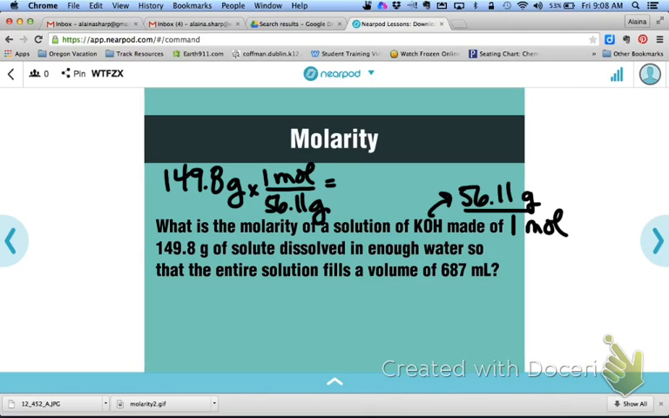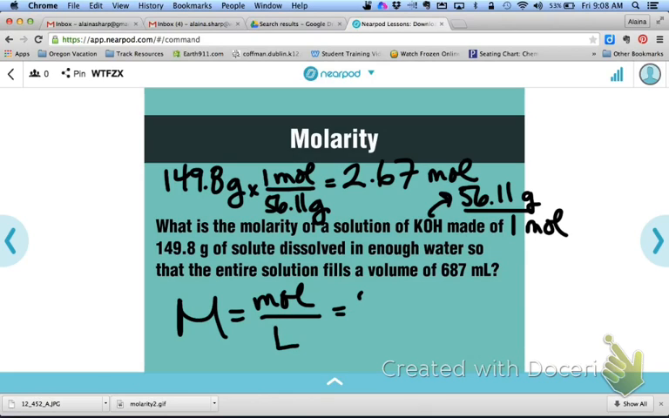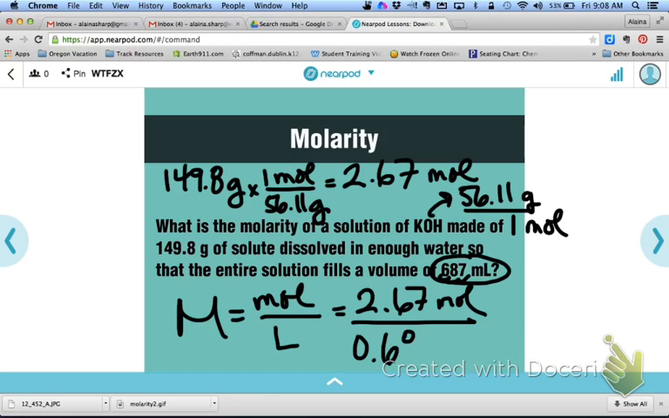And 2 decimal places is fine for now, so I get 2.669, so I'm going to round up to 2.67 moles. And then remember, big M is equal to our moles of solute divided by liters of solution. So now I know that it's 2.67 moles. And for our volume, I have 687 milliliters. If I divide that by 1,000, I'm just moving my decimal place 3 to the left. So 1, 2, 3. So I'm going to get 0.687 liters.